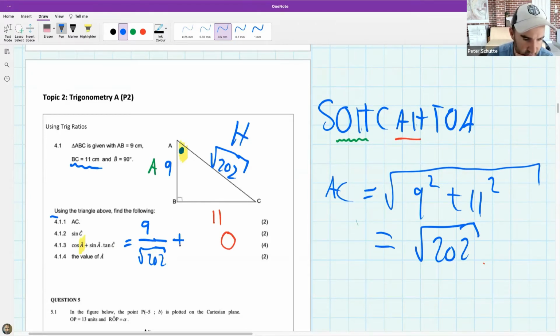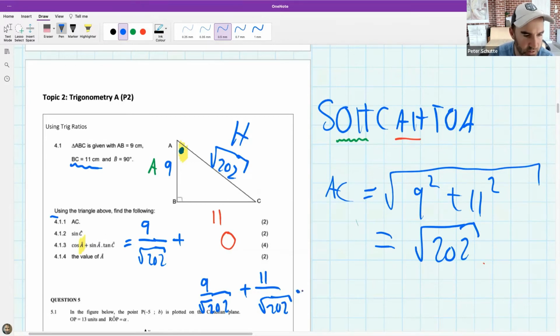Okay, but let's keep going with this. Let me do it a little bit lower down so it's not in the way. So we've got 9 over square root 202 plus the sine of A. Luckily, it's still sine, so the sine of A is going to be 11 over square root 202. And the reason that is its sine is just O over H.